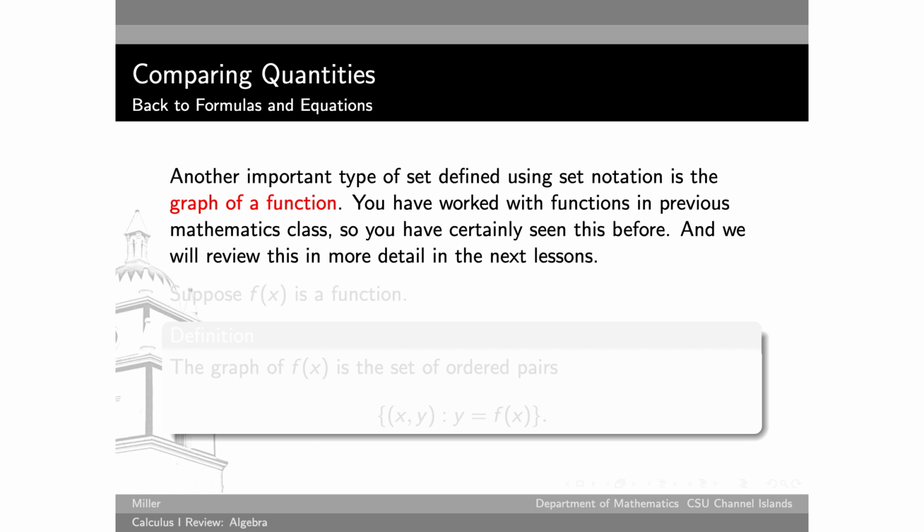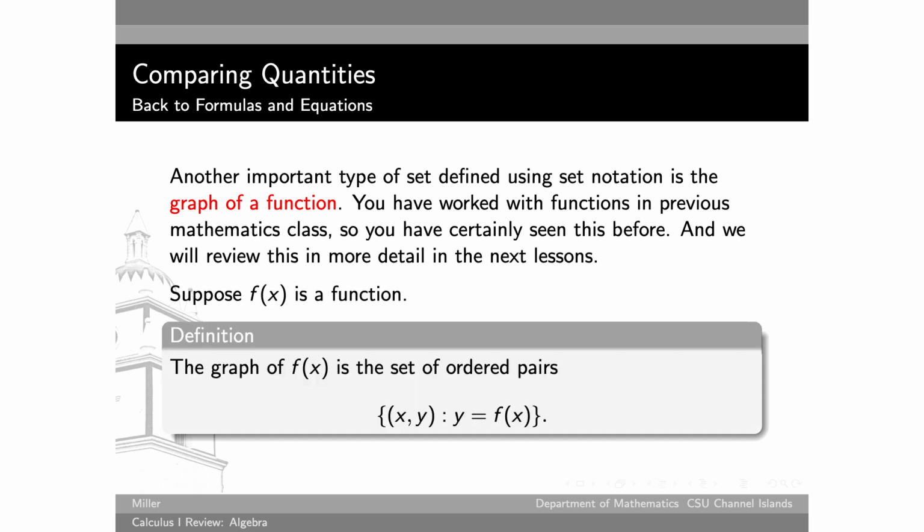Another important type of set defined using set notation is the graph of a function. You have worked with functions in previous mathematics classes, so you have certainly seen this before, and we will review this in more detail in the next lessons. Suppose f of x is a function. The graph of f of x is a set of ordered pairs, x, y, such that y equals f of x.